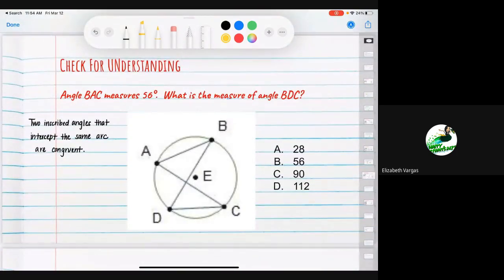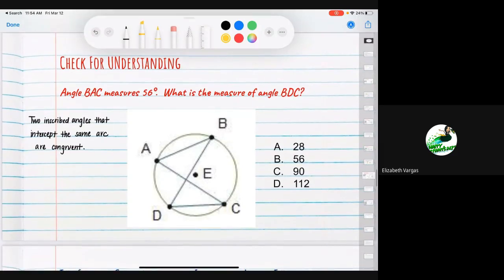Okay, let me launch the next poll. This one says angle BAC is 56 degrees. So this is 56 degrees. Oops. This is 56 degrees. What is the measure of BDC? You can go ahead and put in the chat box or answer the poll. And I'll give you guys about 45 seconds again.